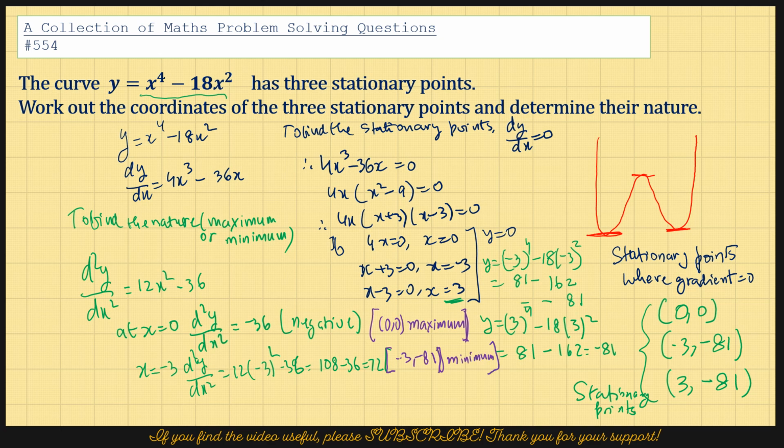Okay, and then if I say x equals 3, what would d2y by dx squared be? It would be once again the same thing, because 12 times 3 squared minus 36 is 9 times 12 is 108 minus 36, so that would be 72, and that would once again mean that (3, minus 81) is also a minimum point. Okay, so I think that answers the question.